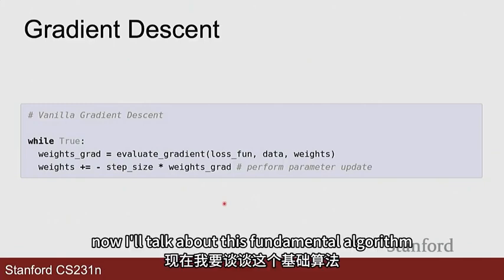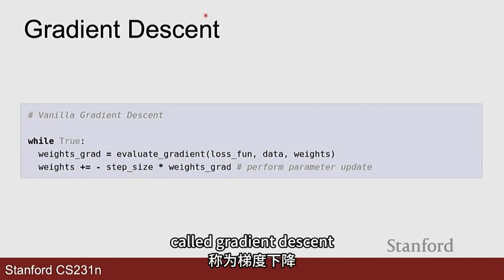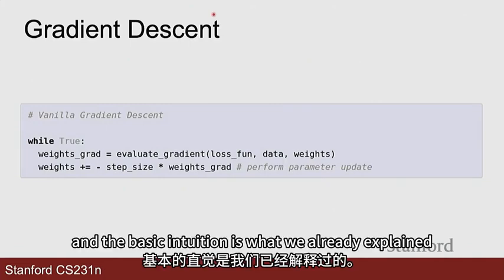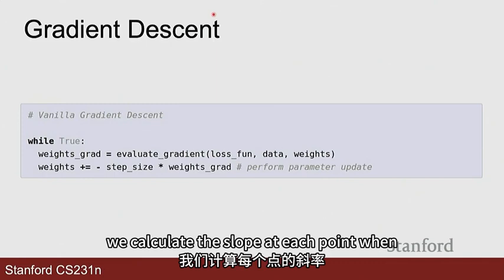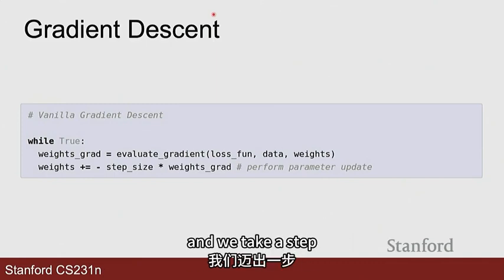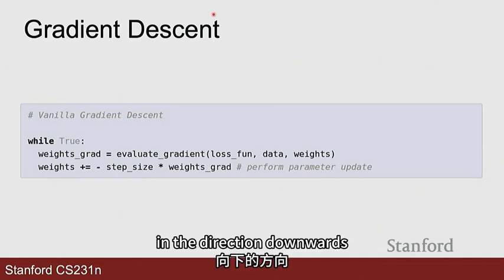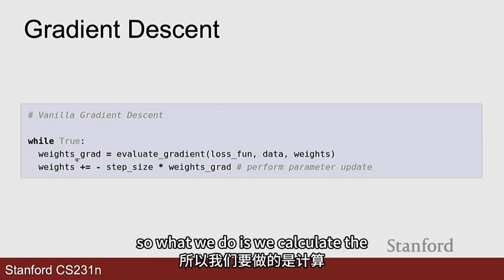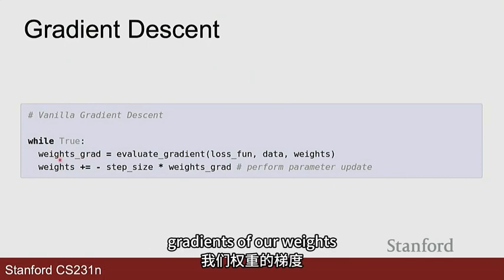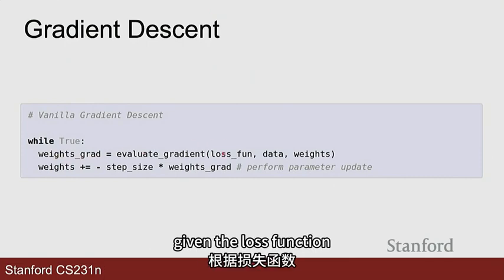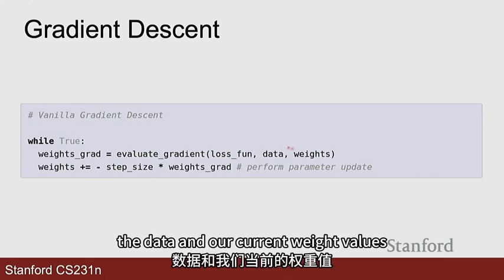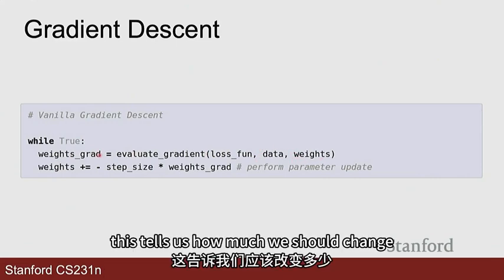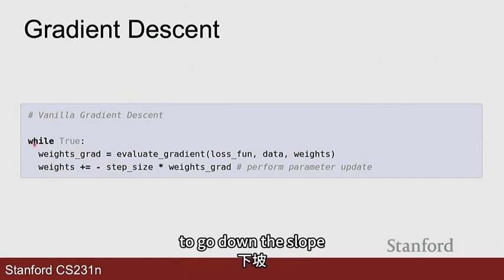Okay, so now I'll talk about this fundamental algorithm for optimization called gradient descent. The basic intuition is what we already explained before. We calculate the slope at each point on our loss landscape, and we take a step in the direction downwards towards the bottom of the loss landscape. So we calculate the gradients of our weights given the loss function, the data, and our current weight values. This tells us how much we should change each of the weights to go down the slope.